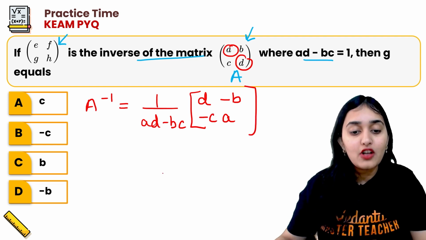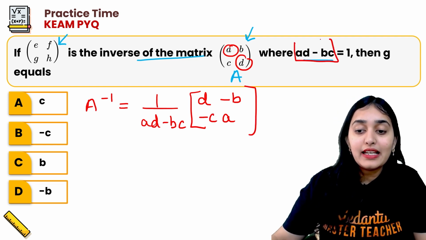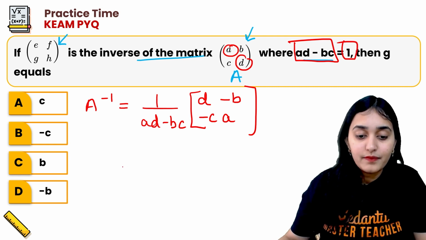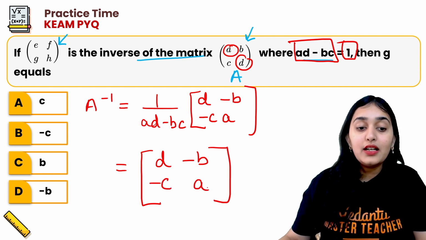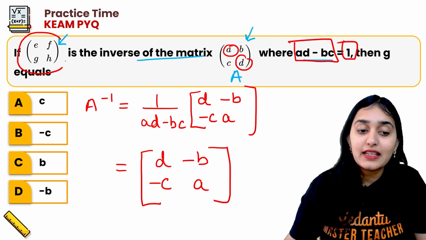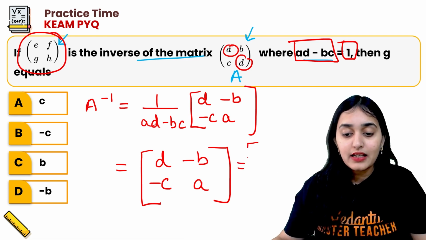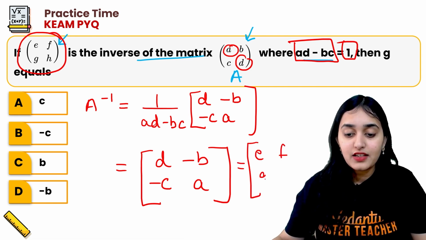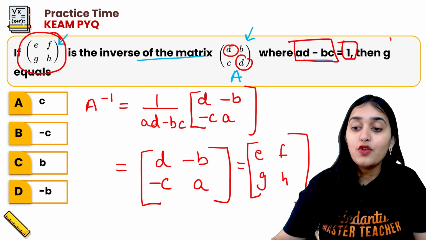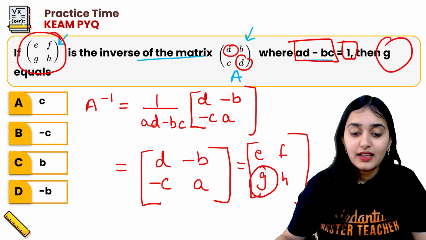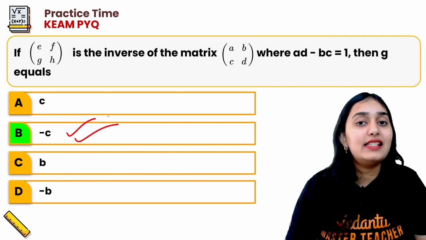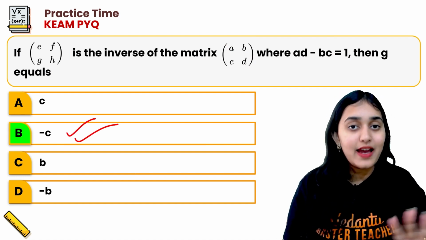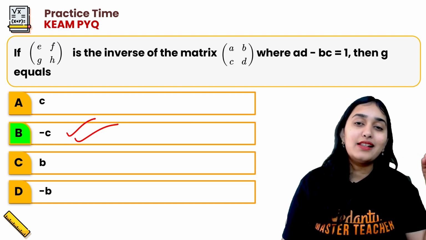So this is the inverse of the matrix. In the question they are telling us AD minus B is equal to 1. So this is equal to, similarly, simply D, minus B, minus C, A. Now in the question they are telling us the inverse is EFGH. So the inverse is equal to EFGH, and they are asking what is G? G is minus C. So your answer is G is minus C. Simple. That's why just remember that formula. Everything else is super easy.